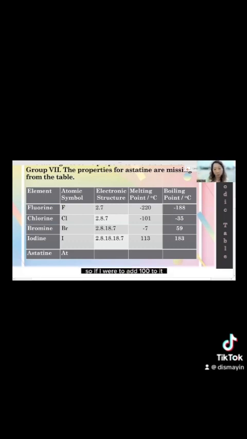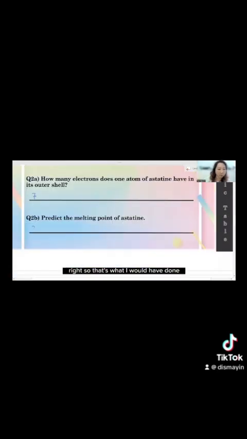So if I were to add 100 to it, I wouldn't keep it at a weird number like 213. No, I would just round it up to the next nicest number, which to me would be about 220. Right? So that's what I would have done. 220 degrees Celsius. Is it important if it's not the exact thing? What if after the paper you went to check and it's a different number? It won't kill you. The exact number is not important. What we want to see is that you have noticed the trend, and that's the important bit.